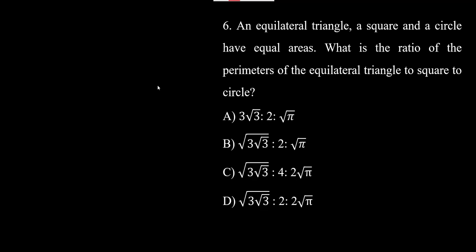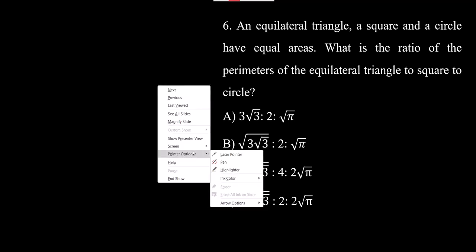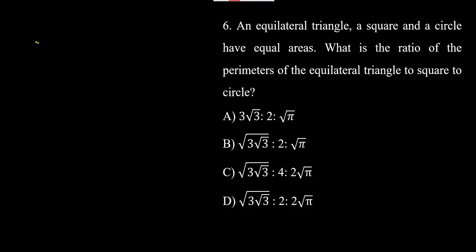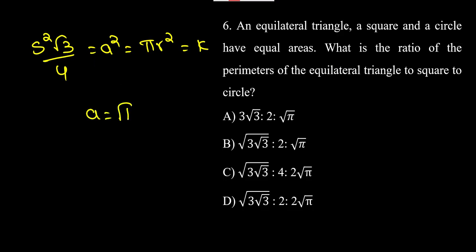In this question they mentioned all these areas are equal. You can put it as equal to k. Equilateral triangle area is s square root 3 divided by 4, square is a square, and circle is pi r square. All are equal, let it be equal to k. Then a will be equal to root k, and r will be equal to root of k divided by pi.